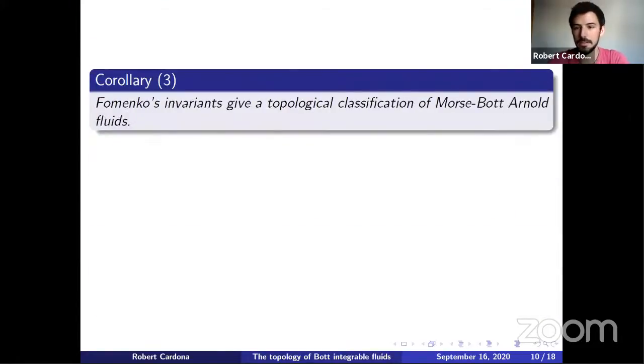A corollary, of course, of this theory of Fomenko is that the invariants they develop give a topological classification of these fluids. And by topological classification, I mean a collection of invariants that tells me what's the ambient space and how the foliation by level sets looks like, okay?